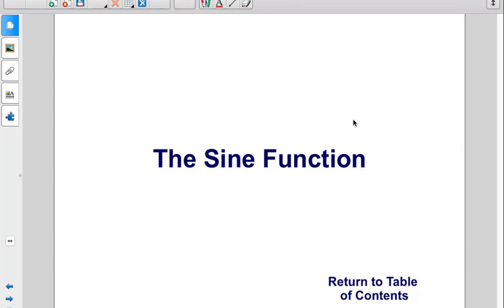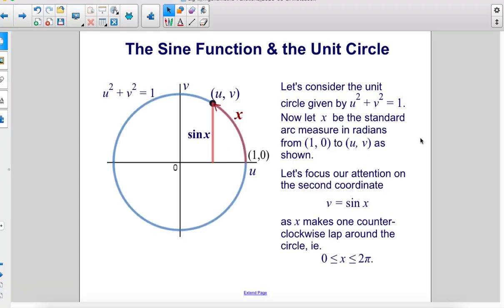The sine function. Let's consider the unit circle given by u squared plus v squared equals 1. Now let x be the standard arc measure in radians from (1, 0) to (u, v), as shown. Let's focus our attention on the second coordinate, v equals sine x, as x makes one counterclockwise lap around the circle from 0 all the way to 2 pi.